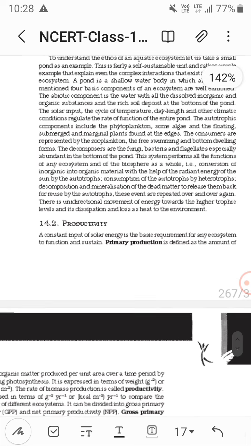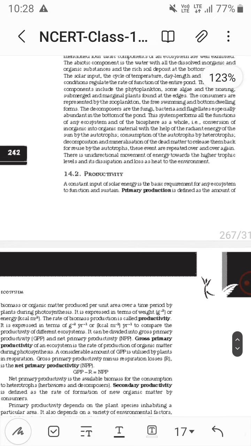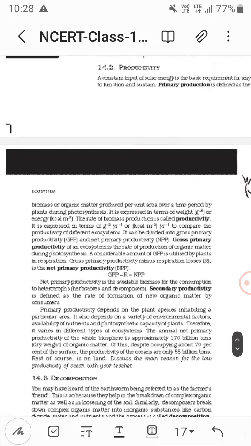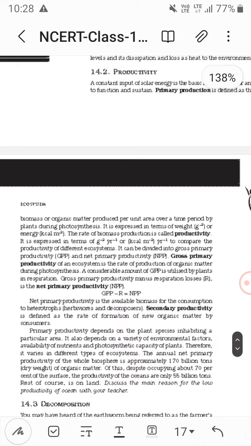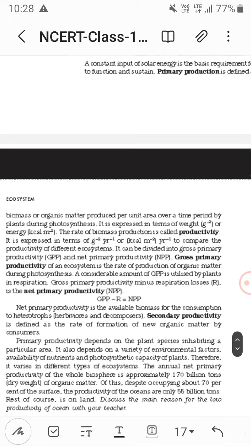Now the first one, the component of the ecosystem we study, is the productivity. In productivity there is primary production. What is that? It is defined as the amount of biomass or organic matter produced per unit area over a time period by plants during photosynthesis. So there is the primary production.